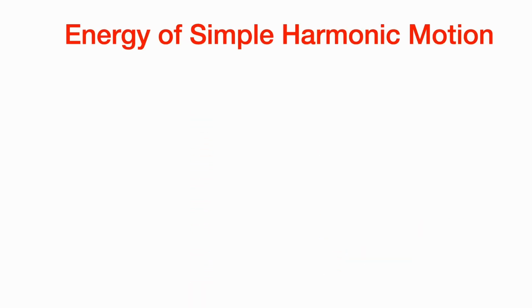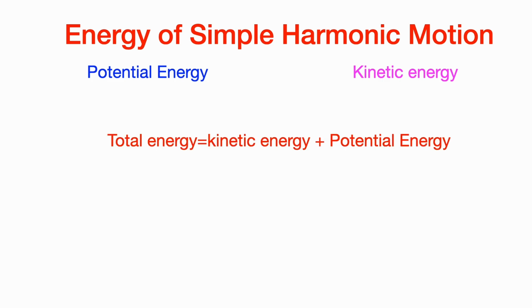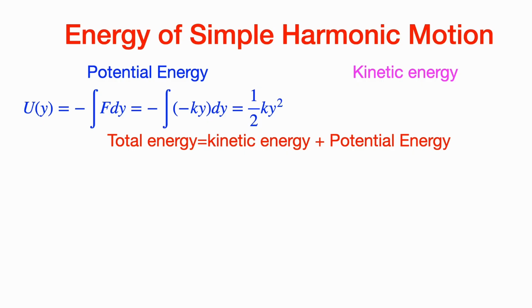To complete the discussion, let us calculate the energy of simple harmonic motion. A body executing simple harmonic motion has both kinetic energy and potential energy. Total energy is the sum of kinetic energy and potential energy. The potential energy U of y is the work done in displacing the object against the restoring force, which we find by integrating the force. U of y should be equal to minus integral F dy equal to minus integral minus ky dy equal to half ky square. Now, the kinetic energy is K of y equal to half mv square.